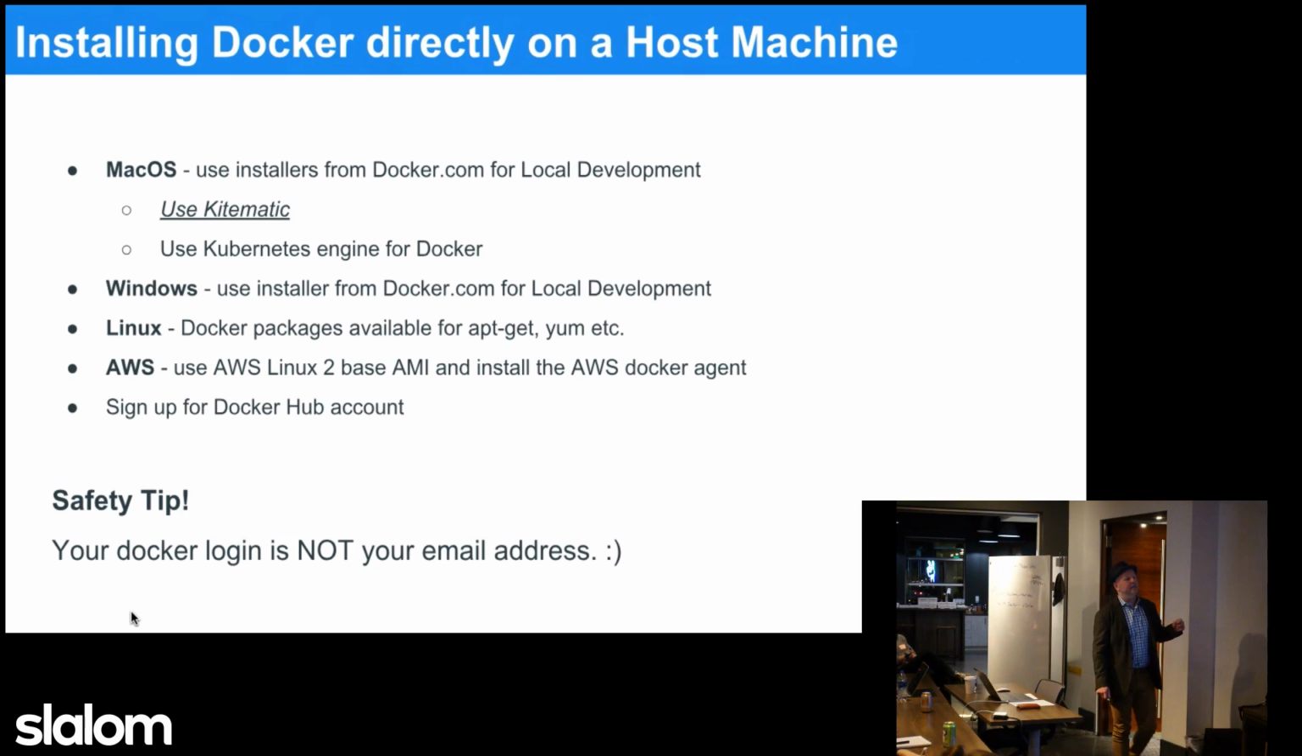So if you're going to be using EC2 instances in AWS, use their AWS Linux 2 base AMI and use the Docker agent from the command line. Your life will be happy. Don't do that, life will be sad.